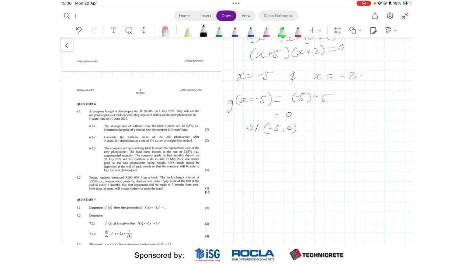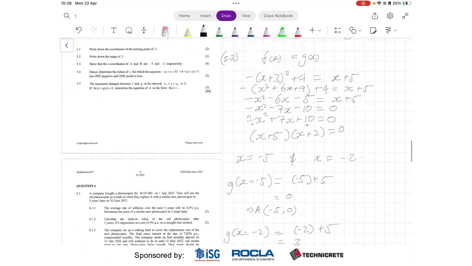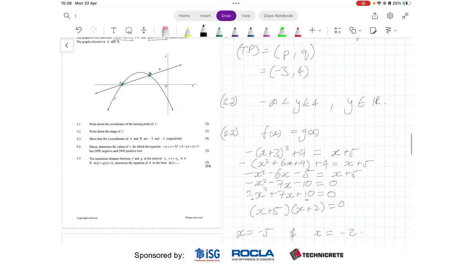Next, we plug in g(x) at x = -2, which will give us -2 + 5, which equals 3, which tells us that our coordinate for B will be (-2; 3). If we go and confirm, it does indeed make sense that B is (-2; 3).